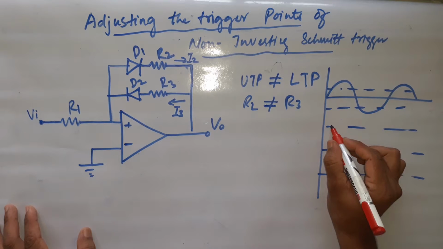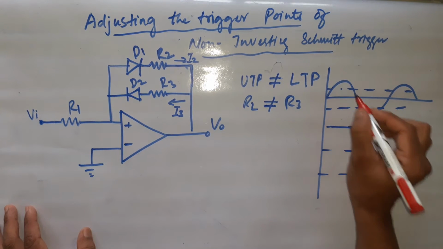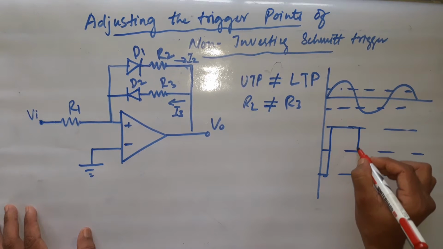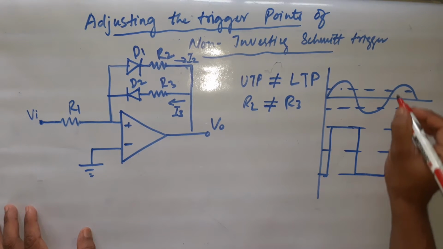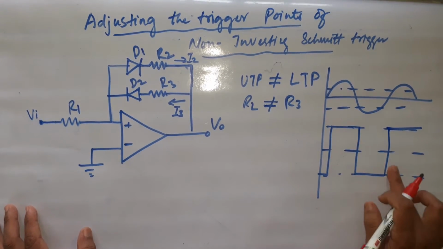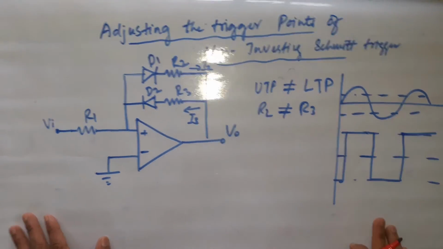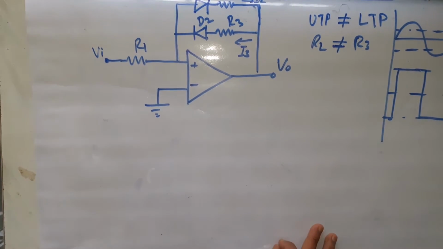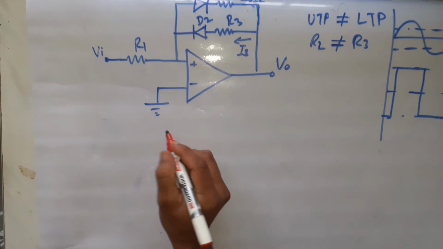Positive input will produce positive output, right? Negative will produce negative output. Like this it continues. This is your input and output. Hope you know how to draw this. Let me go further with the UTP, LTP and resistance values.